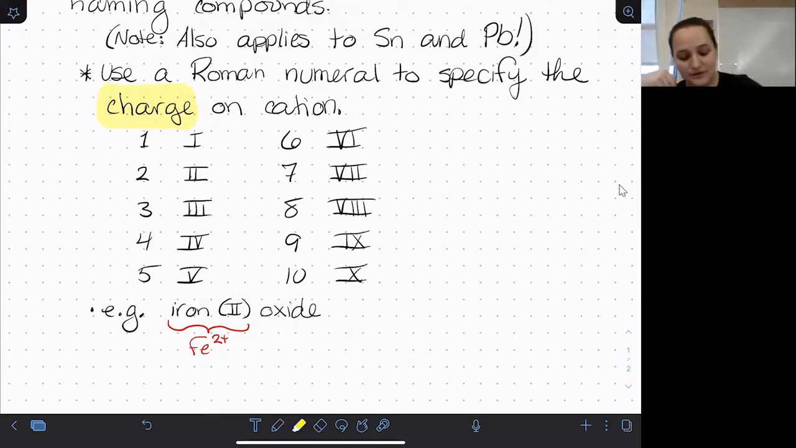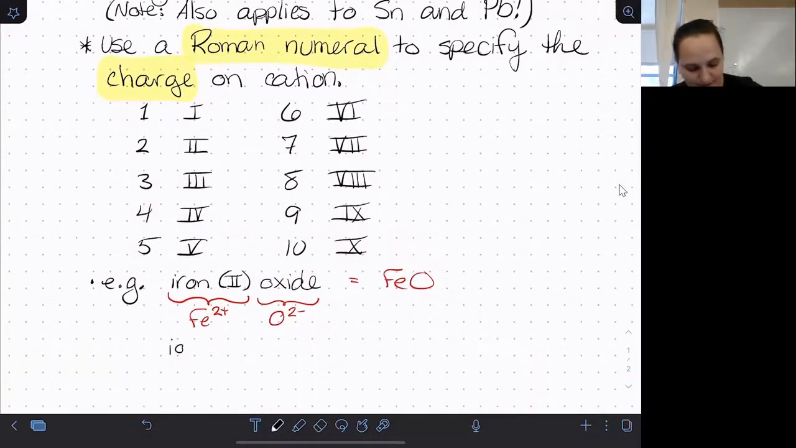So what the Roman numeral is telling you is the charge on the cation. It's telling you that it is Fe2+. And then oxide, we know oxygen being in group 6A likes to form ions with a -2 charge. So when these two things combine, we have 2 positives and 2 negatives. That adds to 0 as is. So that is going to be in a 1-to-1 ratio. Another version of iron oxide that exists is iron 3 oxide.